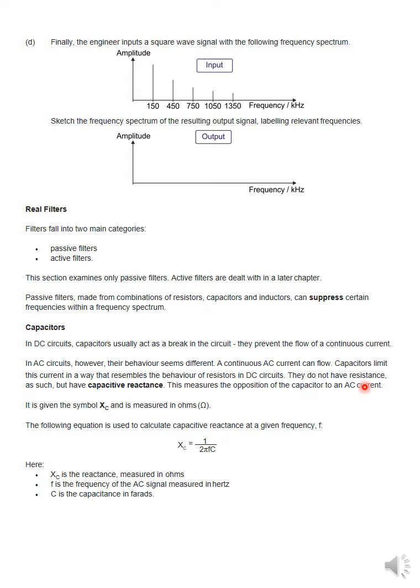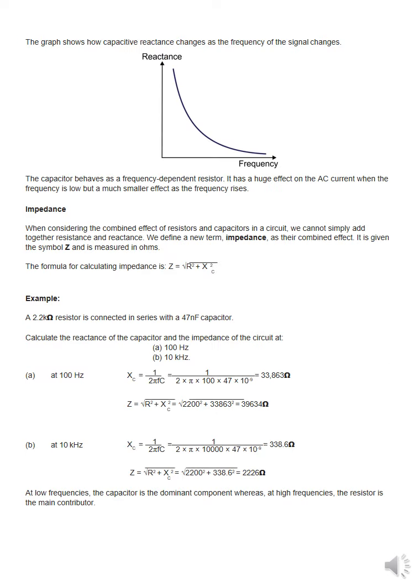They do not have a resistance as such but have capacitive reactance. This measures the opposition of the capacitor to an AC current. It is given by the symbol XC and is measured in ohms. The following equation is used to calculate the capacitive reactance, as we did in the chapter of resonance, and you know this. Now, this graph shows how the capacitive reactance changes as the frequency of the signal changes.